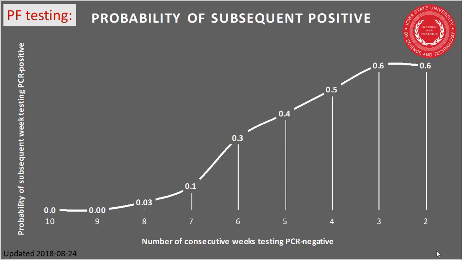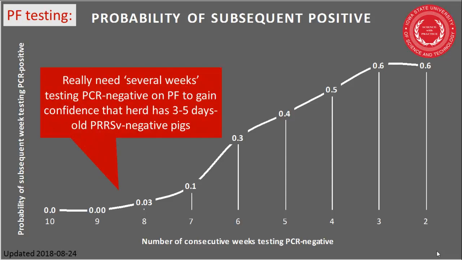You really need over 8 weeks to gain confidence that the virus is not circulating at that age of 3 to 5 days, which is the day that you collect that processing fluid sample. Right? So you need over 8 weeks.